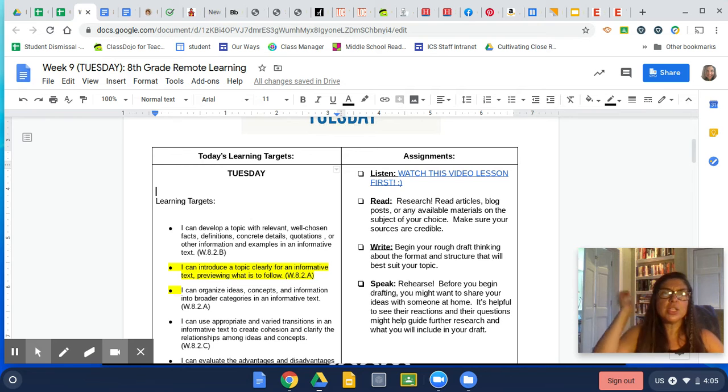So today I want to focus more on these two learning targets here. I can introduce a topic clearly for an informative text previewing what is to follow. That's your thesis statement. You've been writing thesis statements in 7th grade, we practiced, and earlier this year in 8th grade, we practiced as well. That's your thesis statement right here. And this one, I can organize ideas, concepts, and information into broader categories in an informative text.